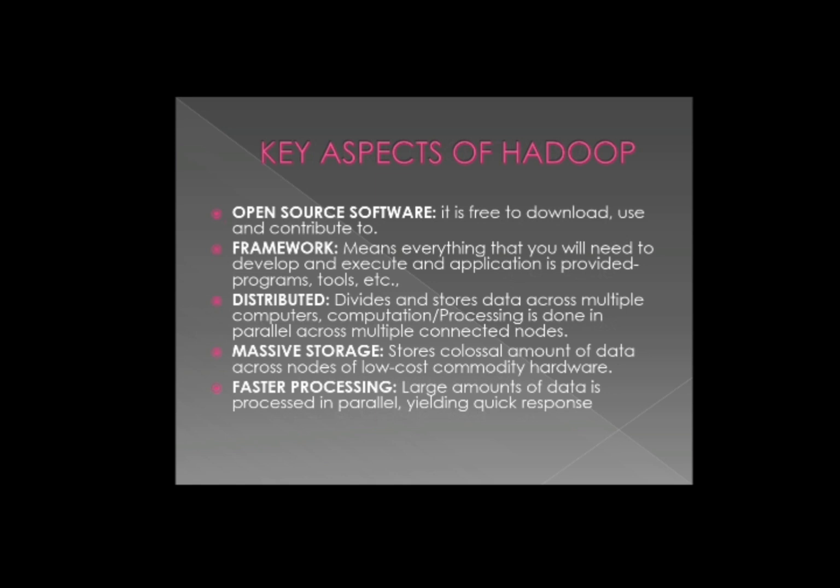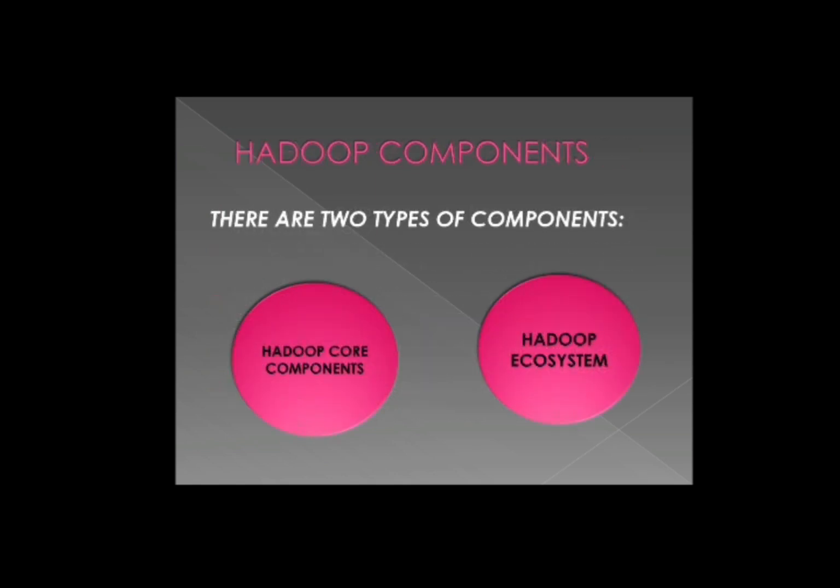Distributed divides and stores data across multiple computers. Computation and processing is done in parallel across multiple connected nodes. Massive storage stores a colossal amount of data across nodes of low-cost commodity hardware. Faster processing. In faster processing, a large amount of data is processed in parallel, yielding quick response.